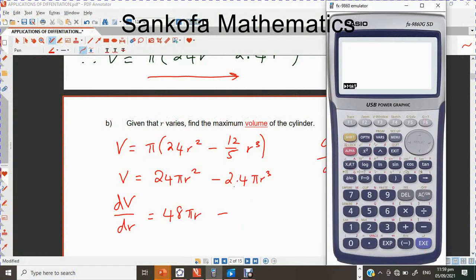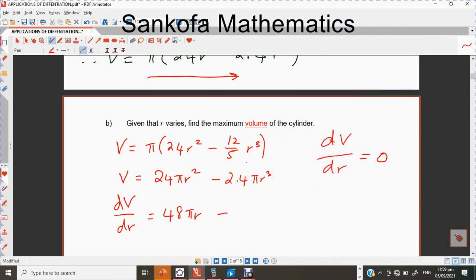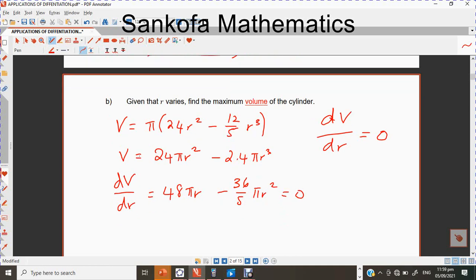So you're going to say 2.4 times 3. Okay, so that gives you 7.2, or 36 over 5, so I'll have 36 over 5 pi r squared. All of this should equal 0. So we are supposed to find the maximum volume.